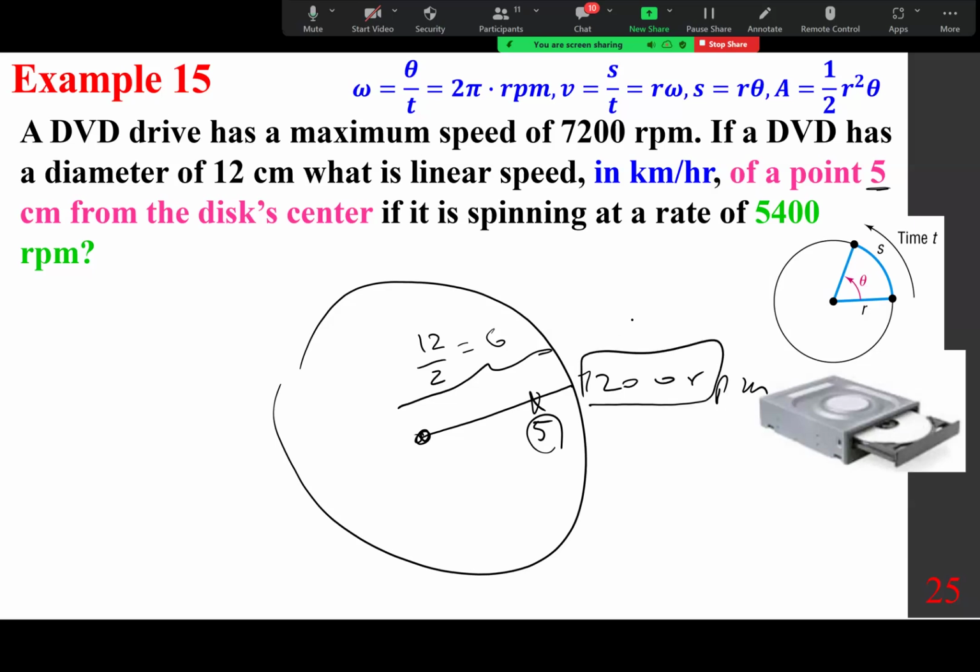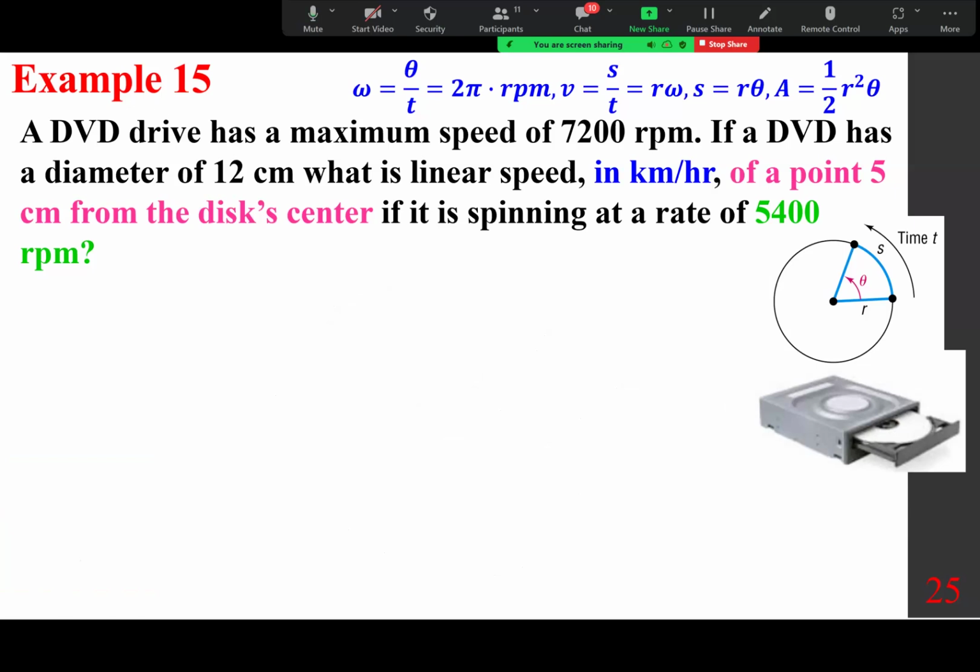This is the maximum speed, but it's not going at that speed. It is going at a different speed. So that's the key first point I want to make. Let me erase mine. So this is the maximum speed. We don't have anything to do with that. This is the diameter, the radius is 6. We don't have anything to do with that. The reason why, where is this sitting? This is sitting at R equals 5. It's spinning at what rate? 5,400 RPM. So that's a piece of information that doesn't come into our calculation.